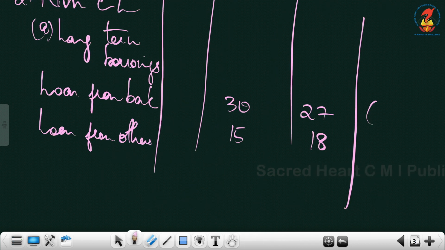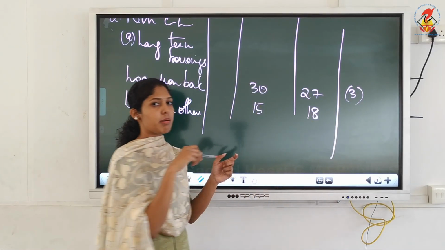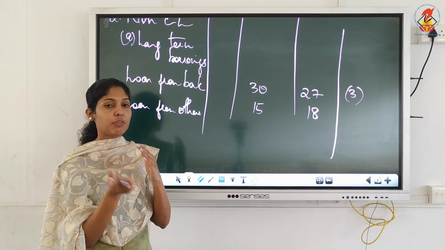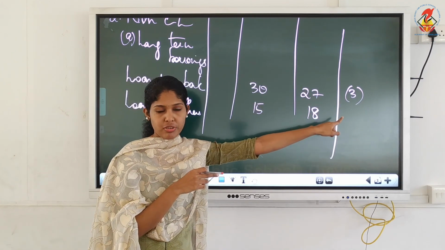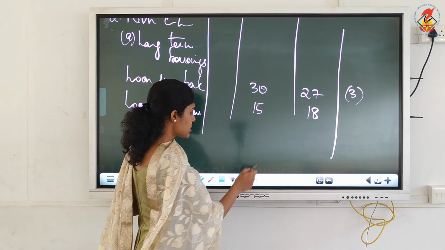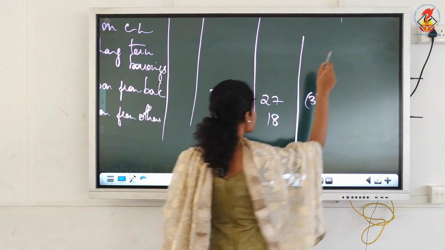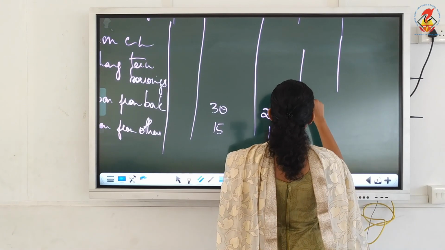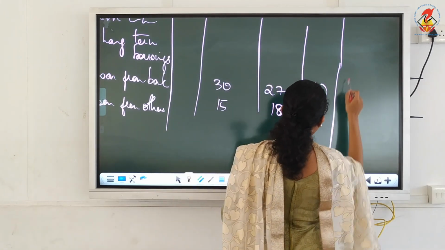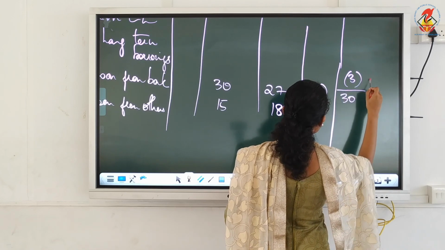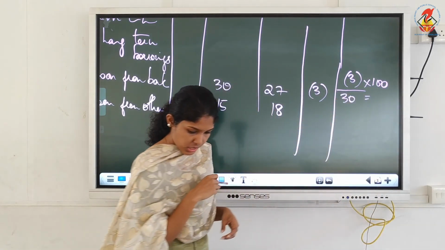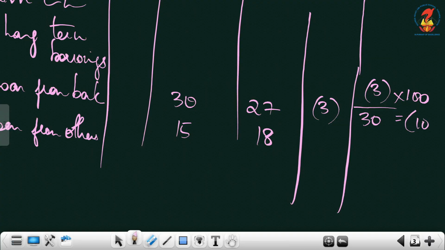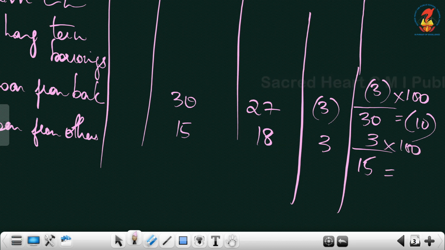Absolute change 27 minus 30, it will be negative 3. So always remember it is current year minus previous year. If you do the reverse here, it will be a positive figure. So don't make careless mistakes. In this chapter, there are chances for you to make careless mistakes, since calculations are there. Then minus 3 divided by 30 into 100. So the percentage will be minus 10. Then here 18 minus 15, it is 3, 3 by 15 into 100. So percentage is 20.